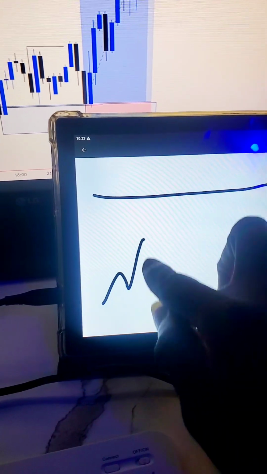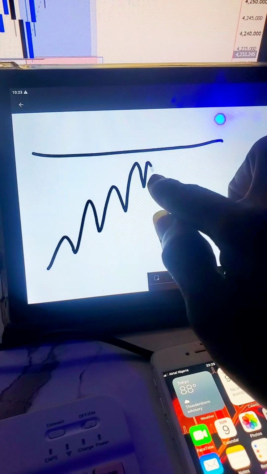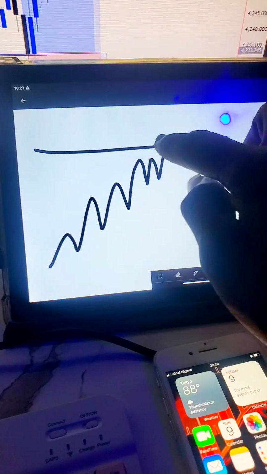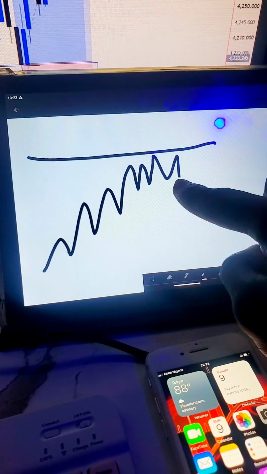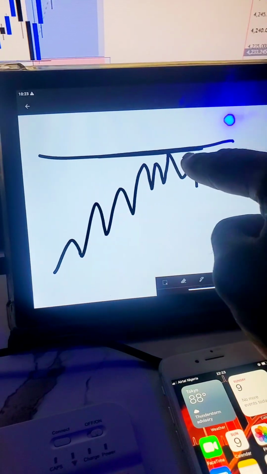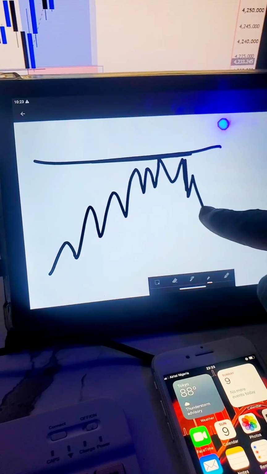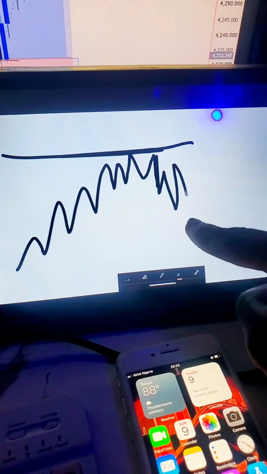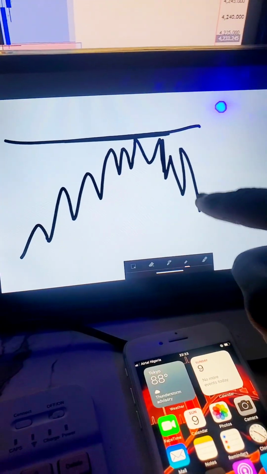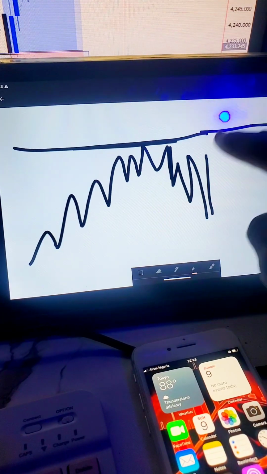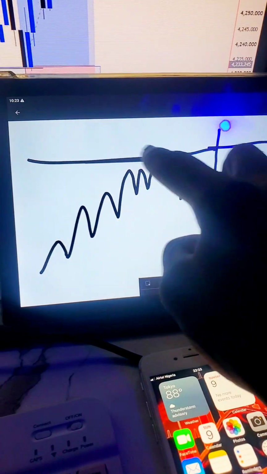POI right here, right? So the price is buying. If the price is buying, the price mitigates your POI. You know the price is supposed to sell because the price has mitigated your POI. The price is supposed to break structure, mitigate your supply and sell off. But instead of selling, you see the price come back and hit your stop loss, take you out.